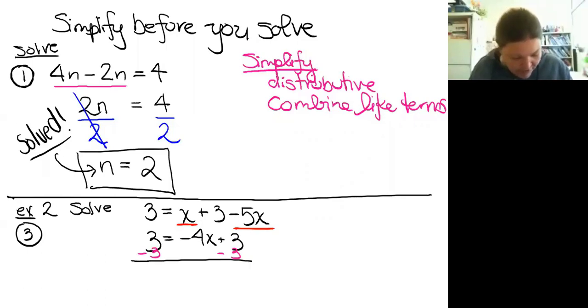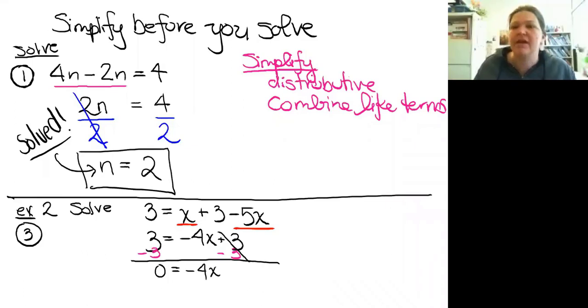On this side, 3 minus 3 is 0, and students ask me all the time, can you do that? Yeah, you can do that. If there's nothing left on the left-hand side, the left-hand side is 0. That's a legit number, okay? And then on this side, yes, plus 3 minus 3 turns to 0, but I don't have to write my 0 down because I still do have something on the right-hand side. That's my negative 4x. Does that make sense?